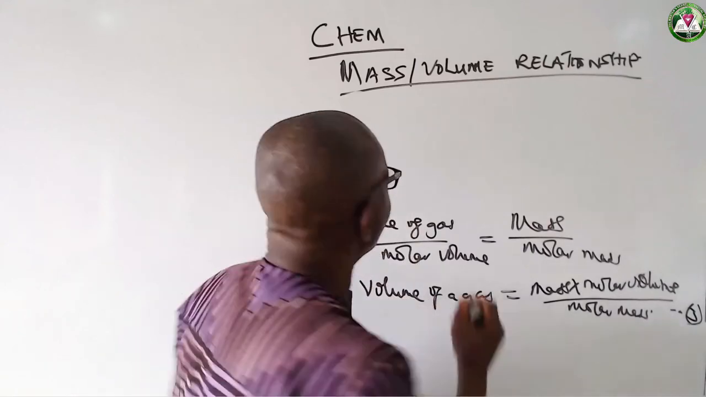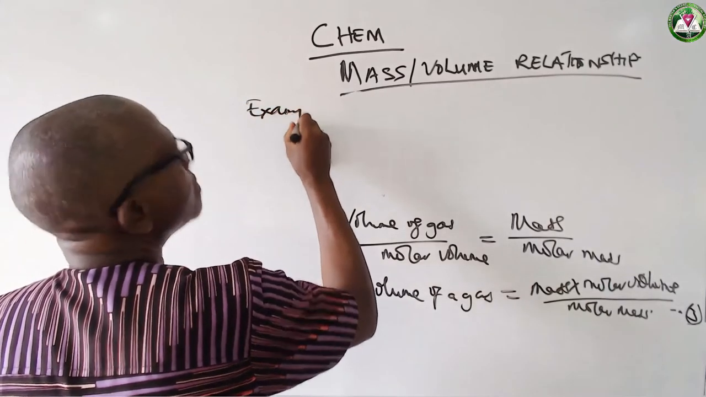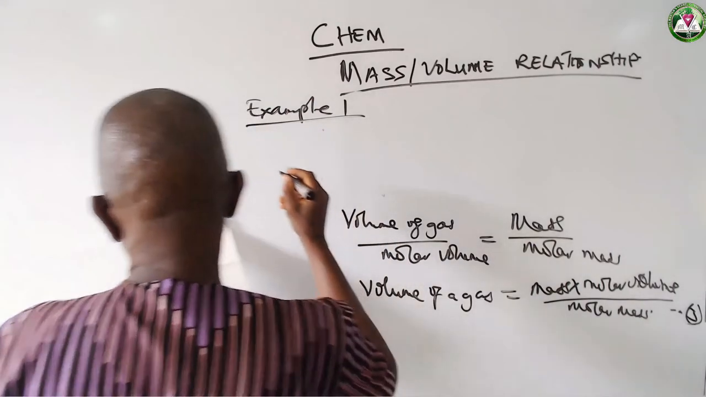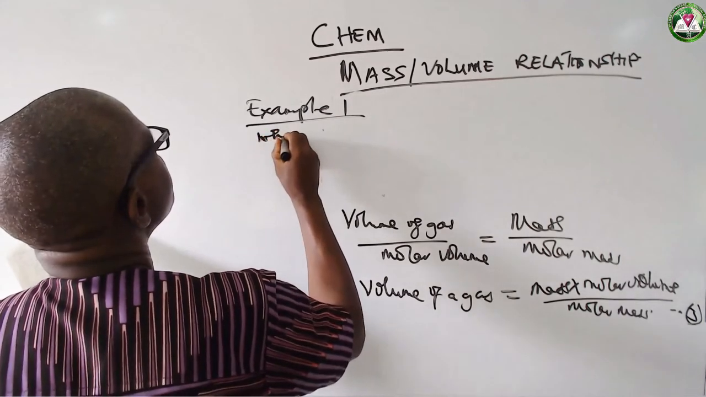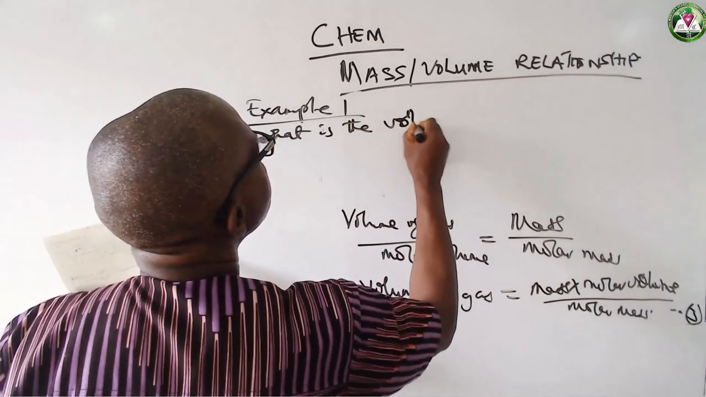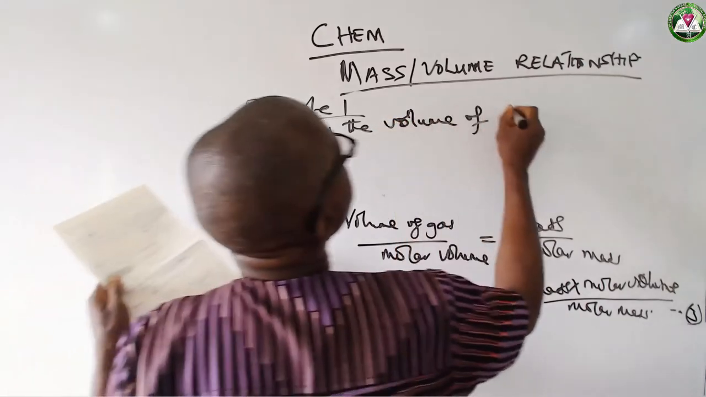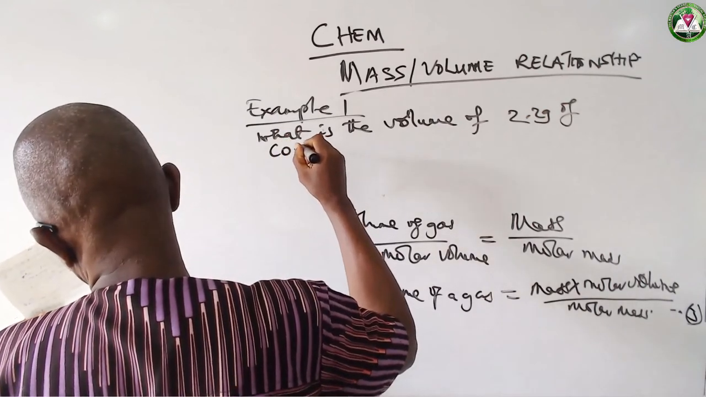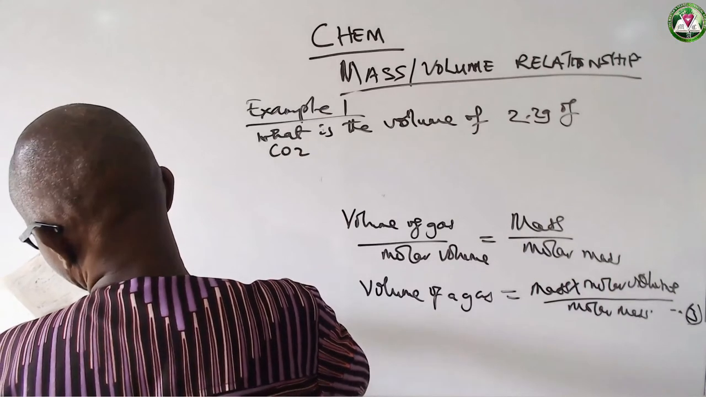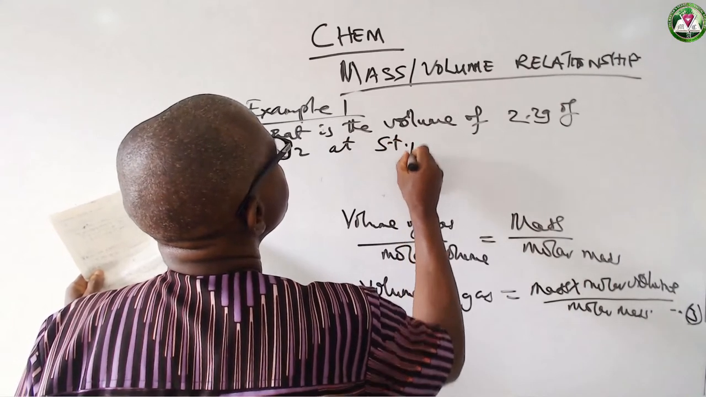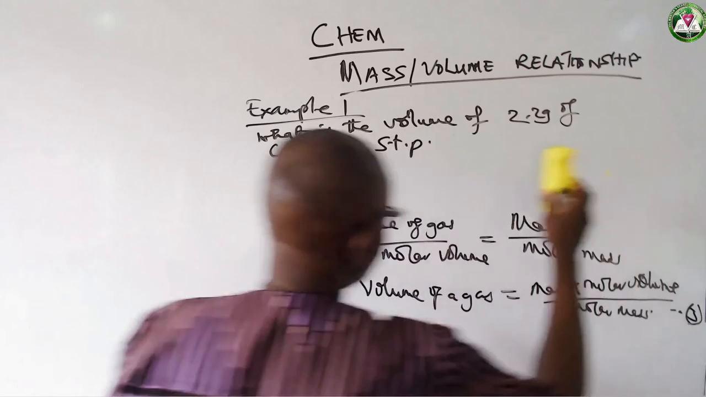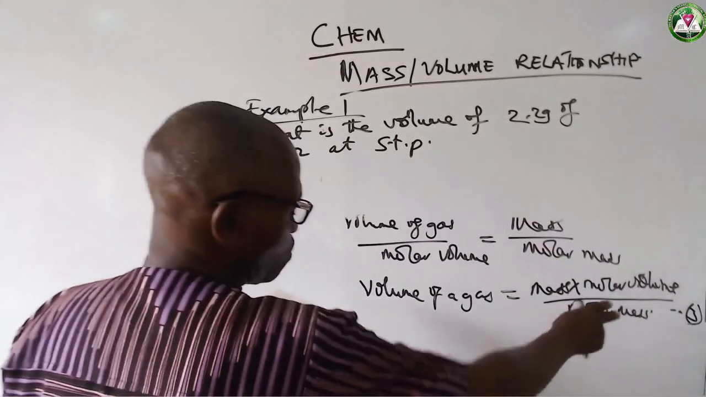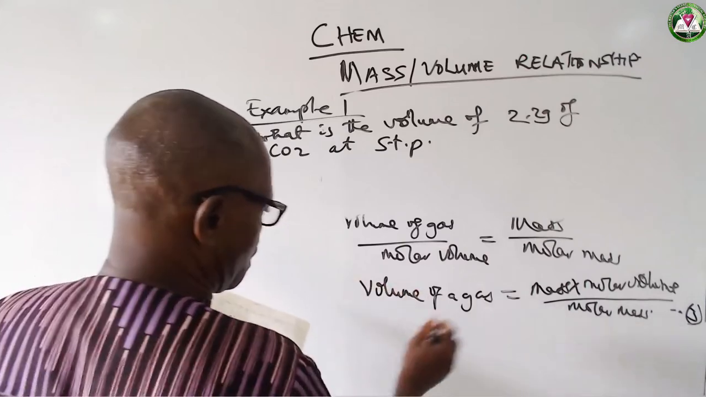Let us look at example 1. Example 1 says, what is the volume of 2.2 gram of CO2 at STP? If you look at this question, you discover that there are ways you can solve this problem, but let us use equation 3 to solve this problem.